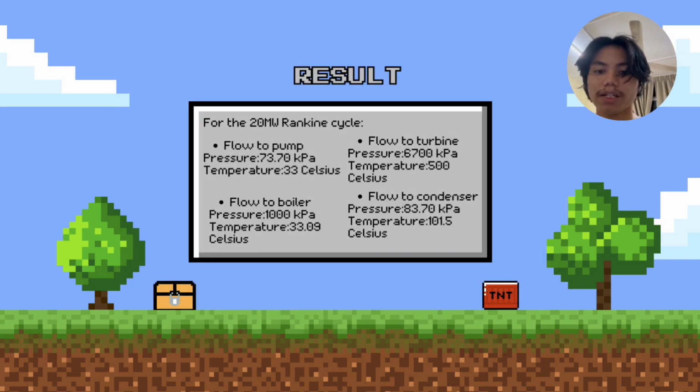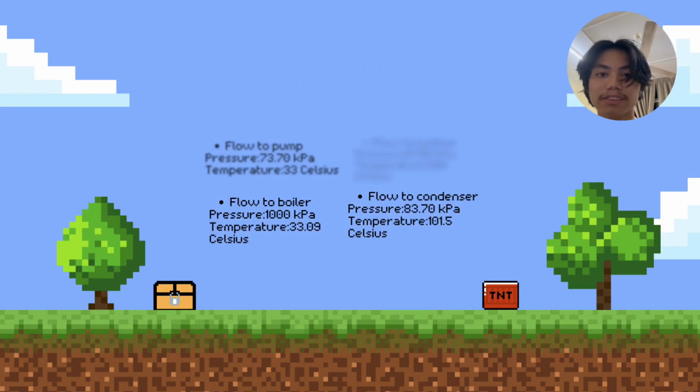For the 20 megawatt Rankine cycle, the flow to pump has a pressure of 73.70 kilopascal with a temperature of 33 degrees Celsius. Afterwards, the flow to turbine has a pressure of 6,700 kilopascals with a temperature of 500 degrees Celsius. And flow to boiler has a pressure of 1,000 kilopascal and a temperature of 33.09 degrees Celsius. And then the flow to the condenser has a pressure of 83.70 kilopascal and a temperature of 101.5 degrees Celsius.